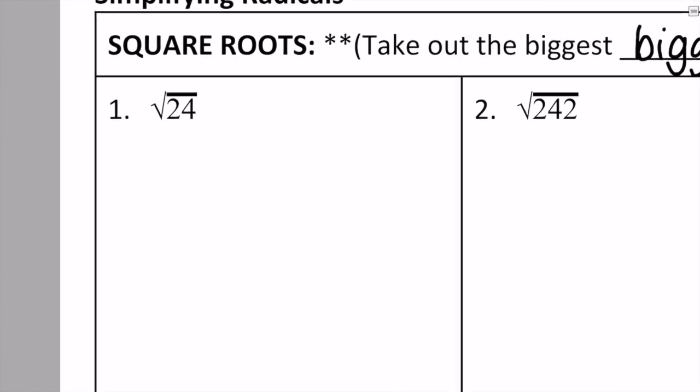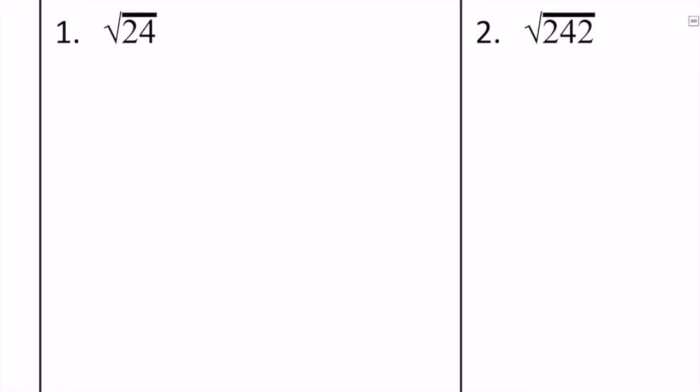So I'm going to start with number 1. I have the square root of 24. I can break this down to be, well, the biggest perfect square inside of 24 is 4. So I can rewrite this as the square root of 4 times the square root of 6. I just broke down what was inside into 2 factors. 4 times 6 gives me 24.